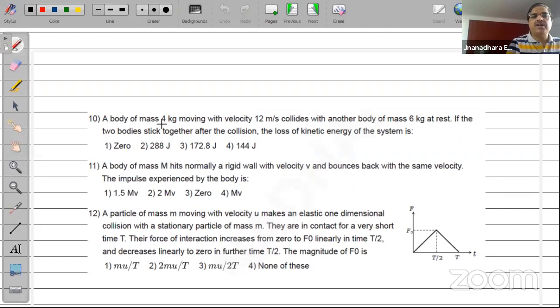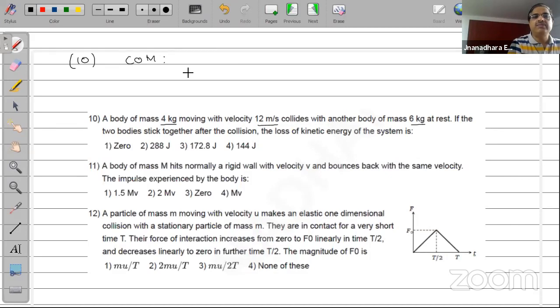A body of mass 4 kg moving with a velocity of 12 meters per second collides with another body of mass 6 kg at rest. If the two bodies stick together after the collision, the loss of kinetic energy of the system is. So to find out the loss of kinetic energy, I told you how to work out problems of this kind. Now use conservation of momentum.